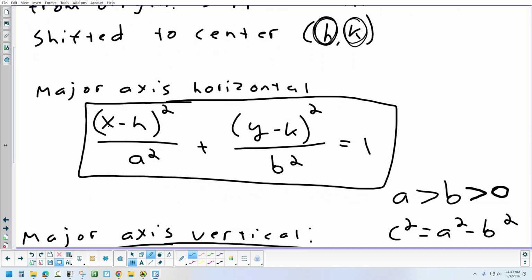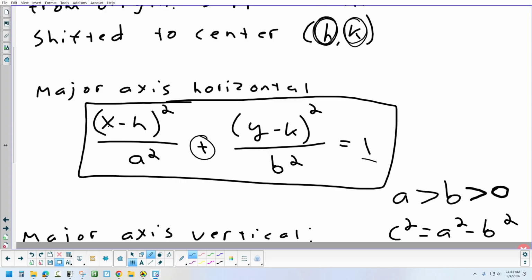Everything else is the same. A is still bigger than B. C squared equals A squared minus B squared. It's got to have a plus sign here. It's got to have a 1 over there. What's going to change when the major axis is vertical from this formula?